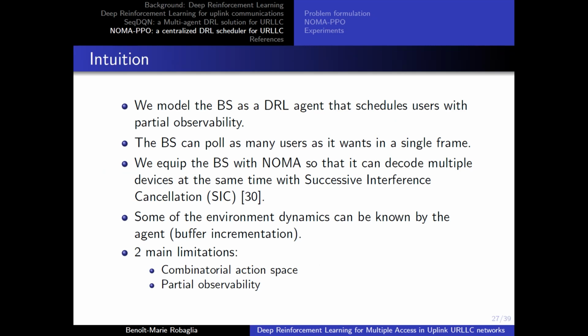And for this, there are two limitations of the traditional algorithms. That is the combinatorial action space, because when we can select multiple devices, the action space is 2 to the power of the number of devices, which is huge, and partial observability.